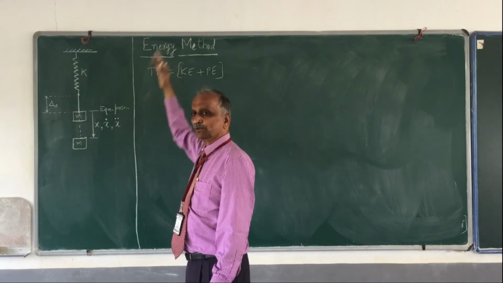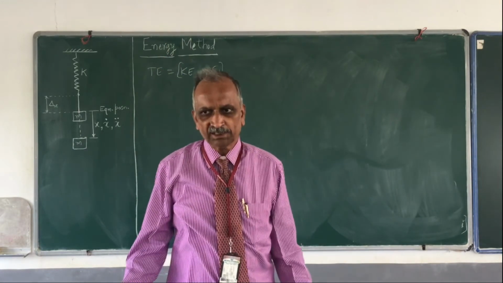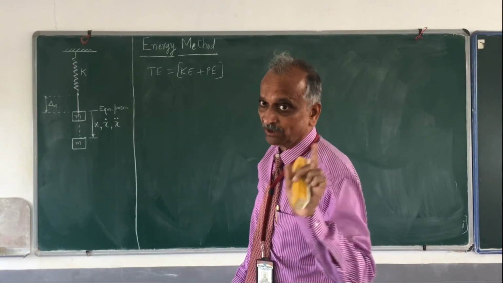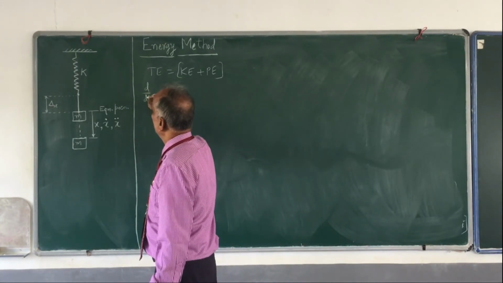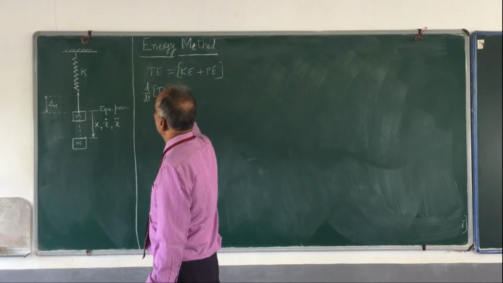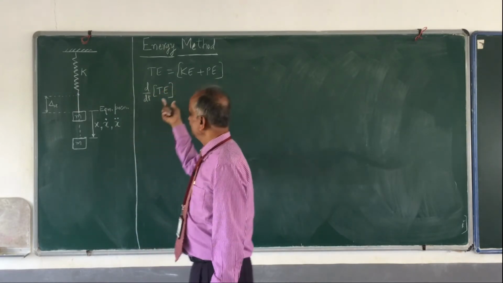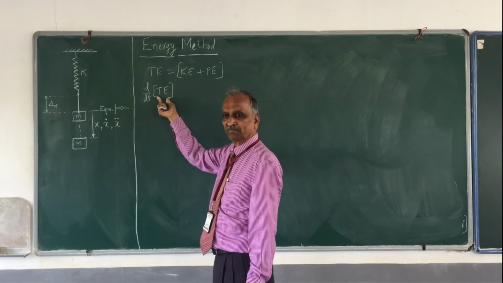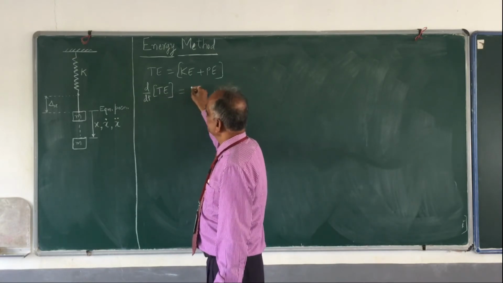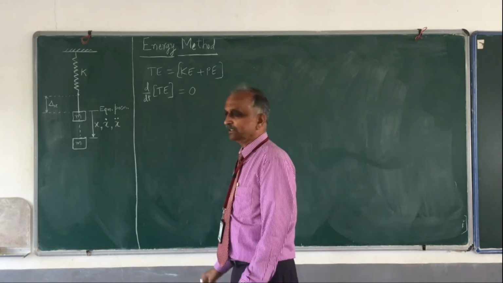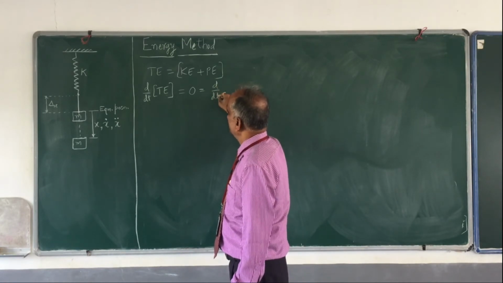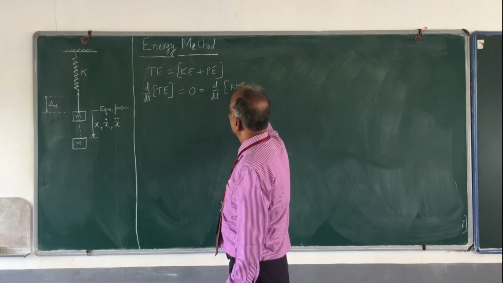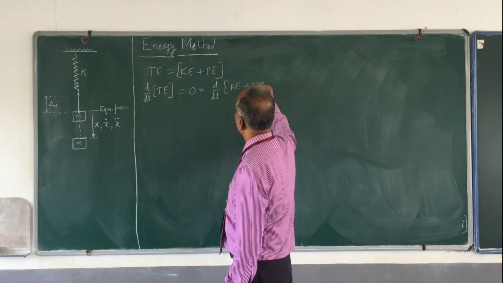According to the law of conservation of energy, what is the total energy? Total energy is always constant. So I want to differentiate the total energy, d by dt. As I know that this is constant, what do you get? This is 0. d by dt of total energy is 0, that is equal to d by dt of kinetic energy plus potential energy.